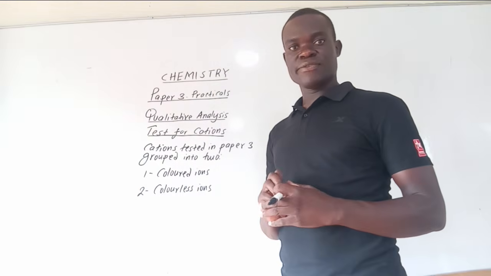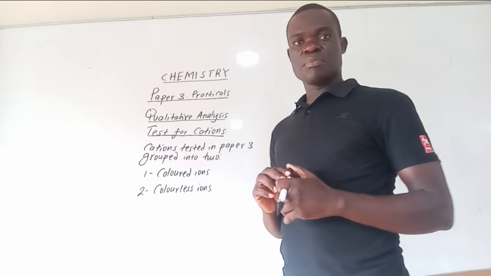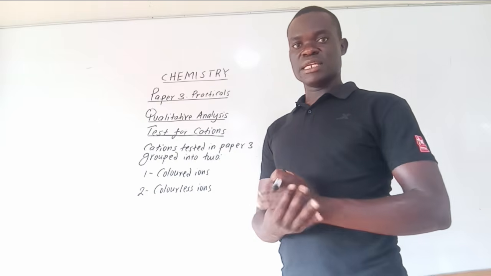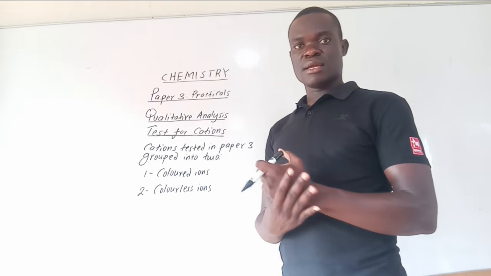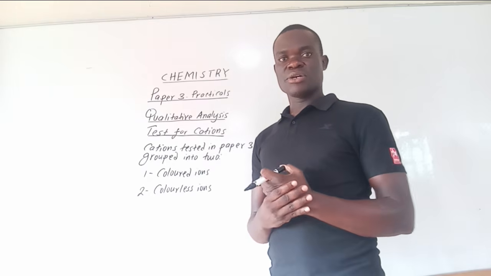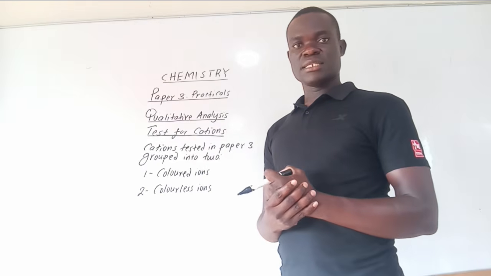Cations, as we learned in Form 2, are positively charged ions. So ions that are positively charged are called cations. And ions form when an atom gains or loses valence electrons.